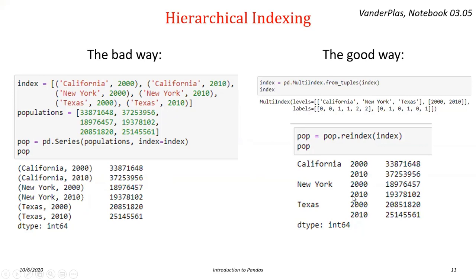When you look in the Vanderplas notebook, you will see that having this type of structure makes it a lot easier to parse the data, to do any kind of aggregation, to do comparisons across states and so on, as opposed to using the tuple structure for the index values.